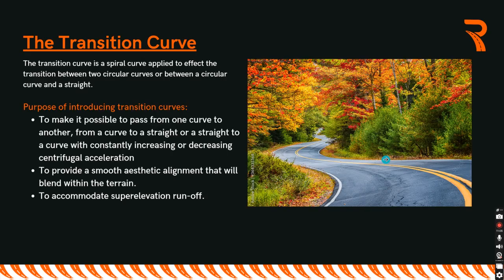We are done with the circular curve. Let's talk about transition curves. The transition curve is ideally a spiral. It's defined by the equation of a spiral, or a clothoid. It is applied to effect the transition between two circular curves or between a circular curve and a straight section. This is very important for comfort, safety, and ease of operation.